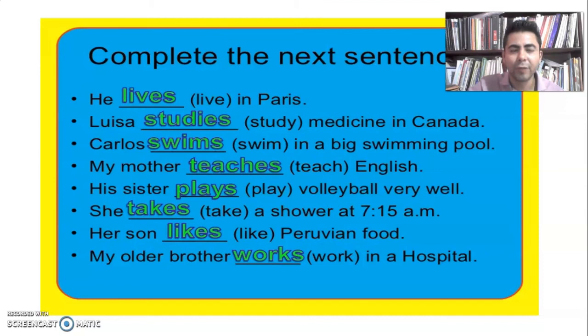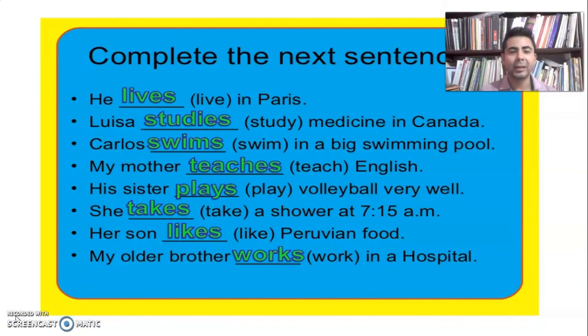Remember the rules. Most of the verbs, we are going to add an S. So in the case of live, we add the letter S. He lives in Paris. There we are. We are done with France. Now let's check the second sentence. Luisa studies medicine in Canada. Studies. Remember the rule that tells us that words ending in a consonant plus Y, we need to erase the letter Y and we are going to add IES. That's why the second sentence says Luisa studies medicine in Canada. That's it.